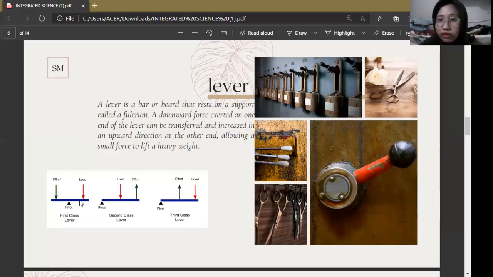For the first class lever, an example is scissors. You can see that there are scissors. The second class lever is like a trolley. A trolley is a second class lever. And the third class lever, you can find in barbecue tongs. Barbecue tongs are a third class lever.